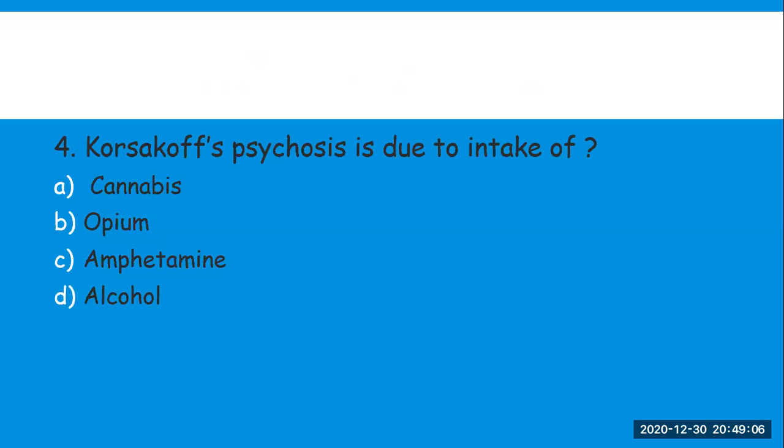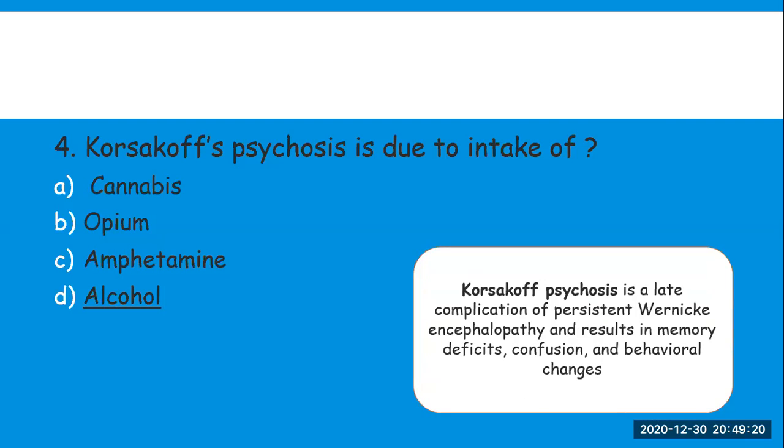Next question, Korsakoff psychosis is due to intake of. Options are A, cannabis; B, opium; C, amphetamine; and D, alcohol. The right answer is alcohol. Korsakoff syndrome is a late complication of persistent Wernicke encephalopathy and results in memory deficiency, confusion, and behavioral change.